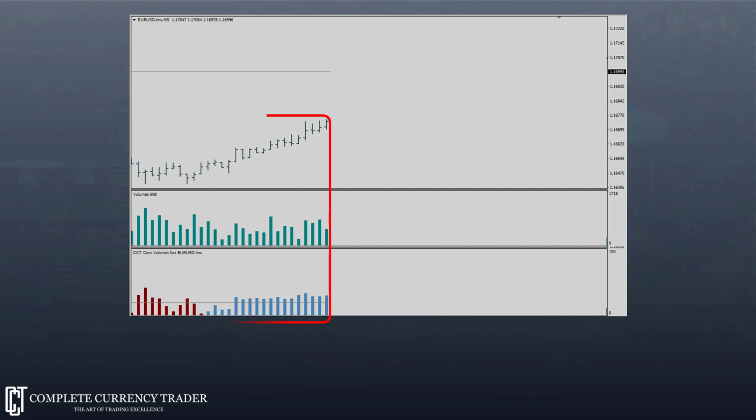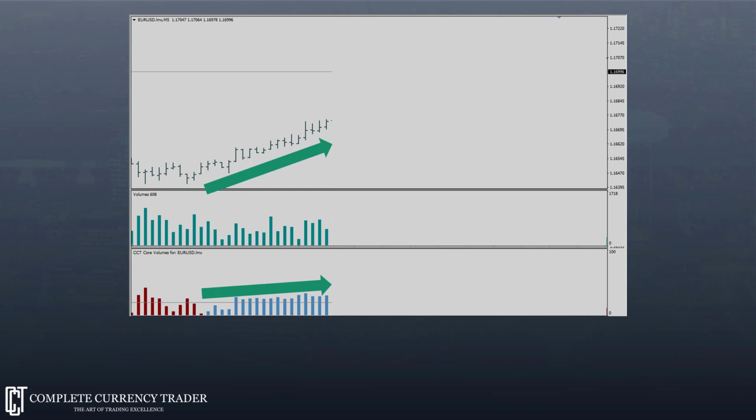Well, from right back here, we can see the fundamental shift in conditions. Initially, there was an imbalance to the sell side, shown by these red bars, and it flipped over to show us there was greater buying volume with these blue bars. And this was before there was any noticeable change on the price chart or the regular volume indicator. Then we saw a steady increase in buying volume as the price slowly crept up.